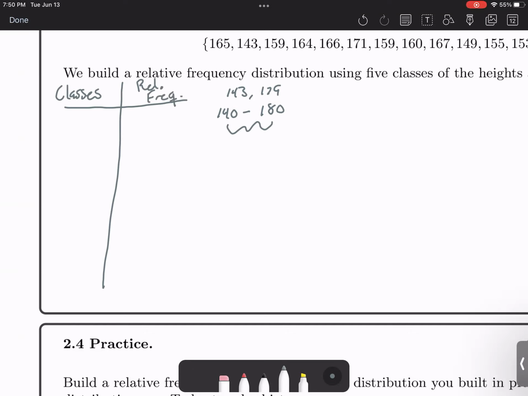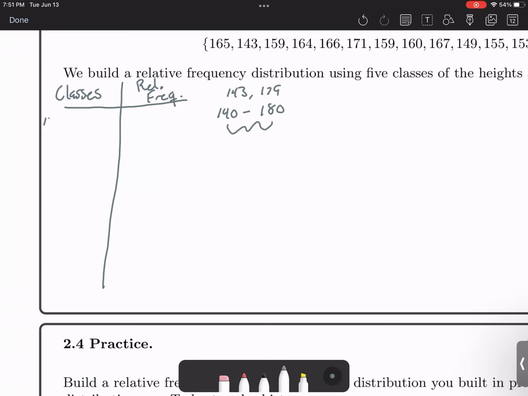So the relative frequency distribution is going to have the exact same shape as the original frequency distribution, but now it's just going to be normalized by the size of the data set. So we're going to normalize it by the 15, the number of people whose heights we measured. So let's organize this. First, let's give ourselves the classes.